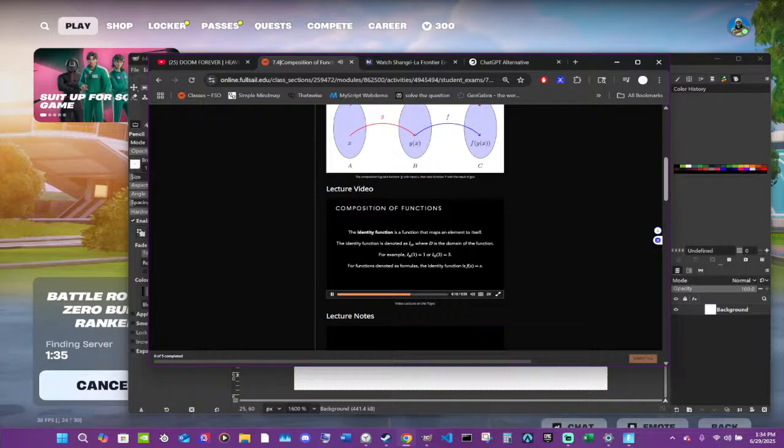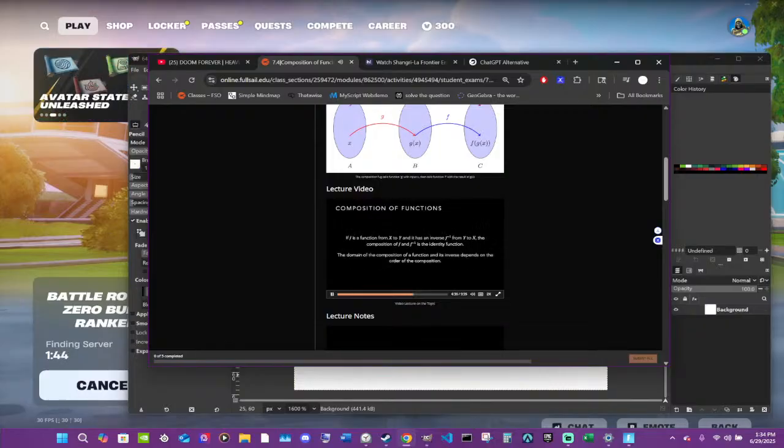For example, if the domain is the set of real numbers, I sub r of 1 is 1, and I sub r of 3 is 3. For functions denoted as a formula, the identity function is the function f of x is equal to x. If f is a function from x to y and has an inverse function from y to x, the composition of f and its inverse will be an identity function.